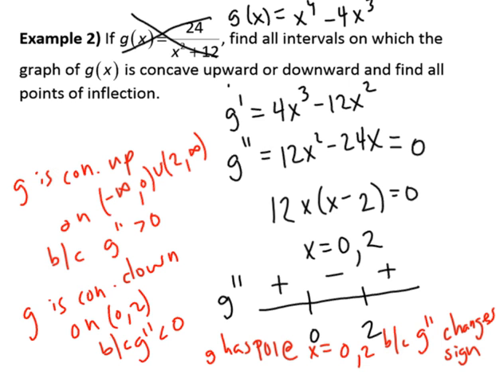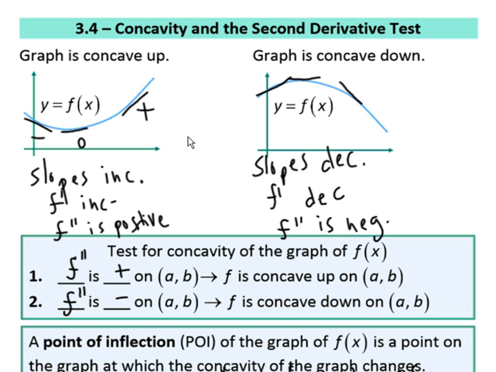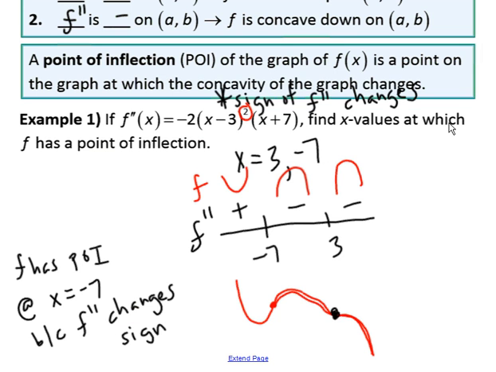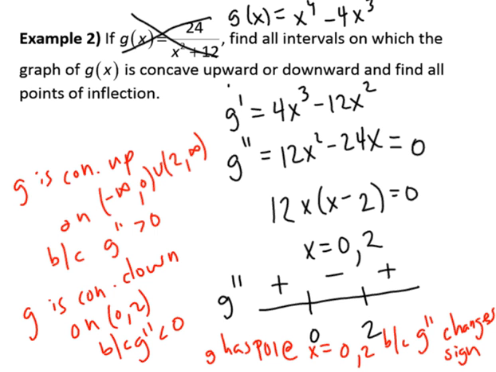And actually for this one, I want to mention, if you go back and look at the first example that we did, the question said to find the x values at which f has a point of inflection. So we said it has a point of inflection at x equals negative 7. Most of the time, you will just be asked to find where it is at, the x values. But if you look at the language on this one, it says find all points of inflection.